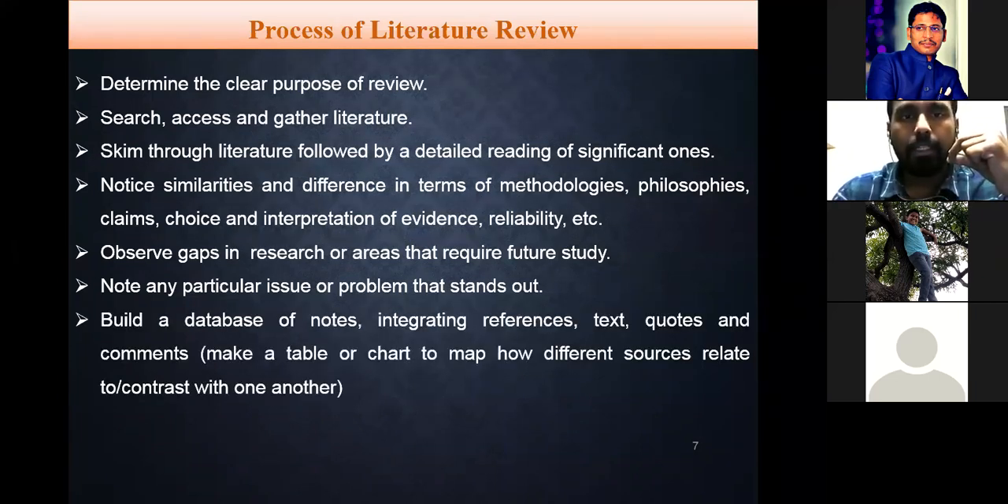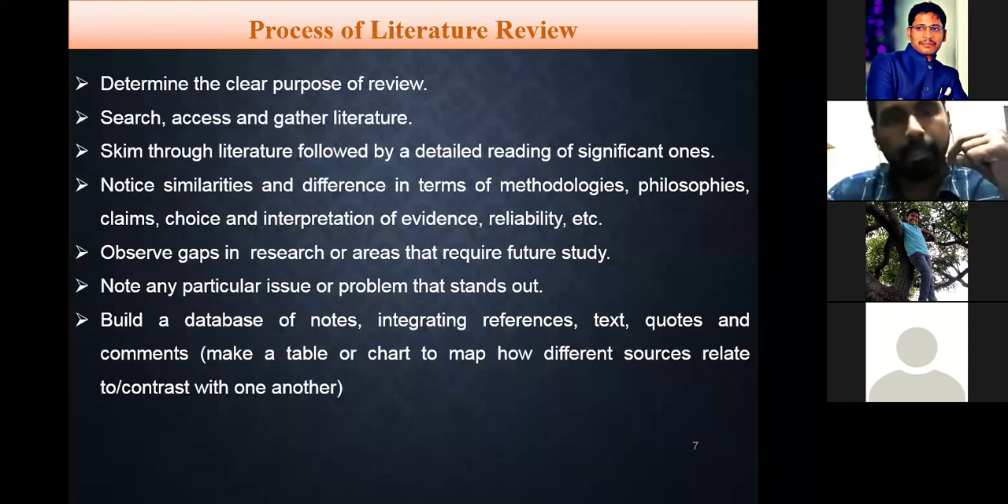Then build a database of notes. Once you read a literature, we cannot keep everything in our mind. So we need to build up the notes and integrate the references, text, quotes, and comments. And we can make it a table or chart, so that whenever we try to recall something, or whenever we write a review paper, we can go back and see the things that we have learned earlier. It is easy for us to understand, easy for us to recall. So we need to create notes, and we can build a database.